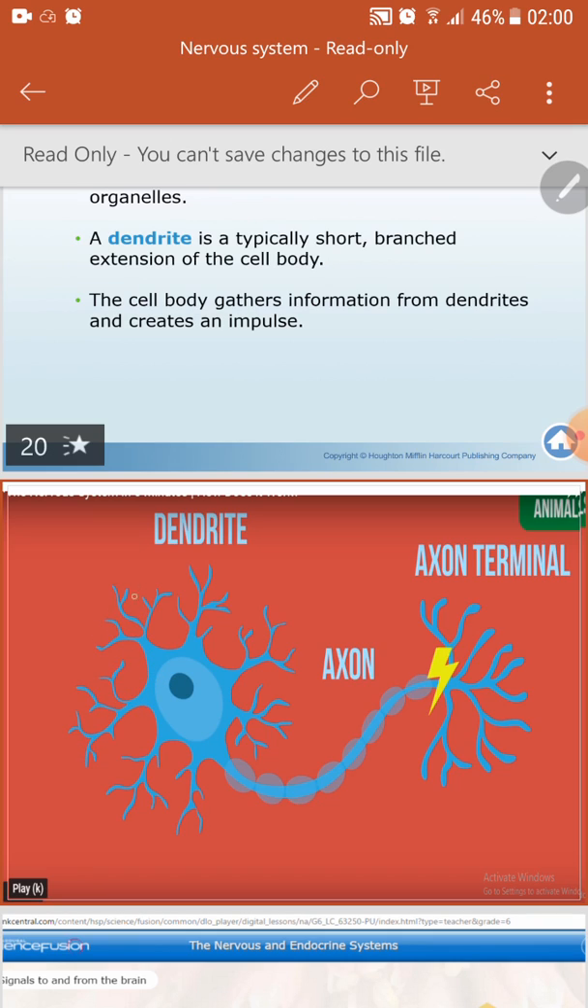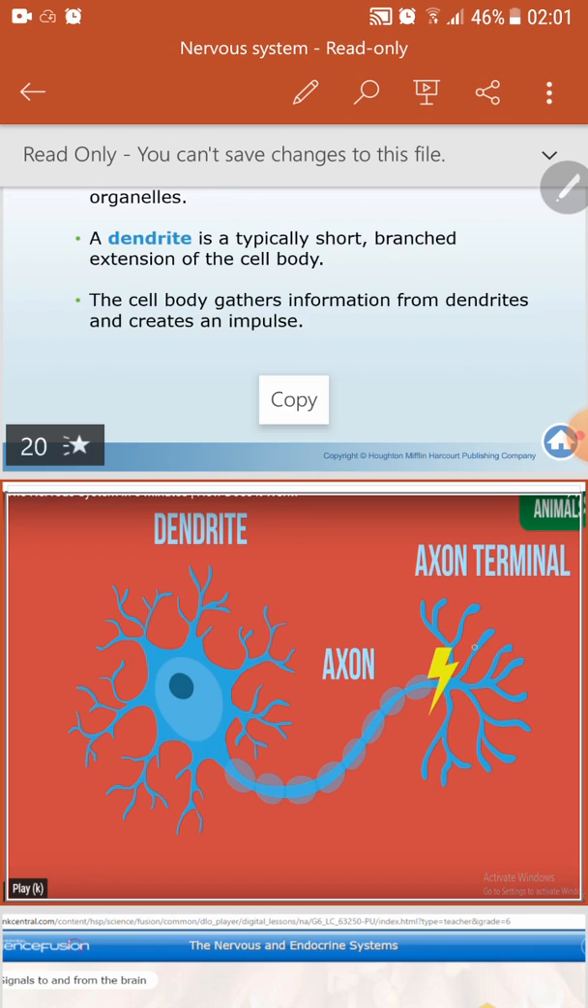Now here are the dendrites. These are many dendrites. Every one dendrite can take the impulse from a neuron. So many impulses can move from many cells through the dendrites to this cell. Finally, the impulse will move from the cell body to the axon, then to the axon terminal.